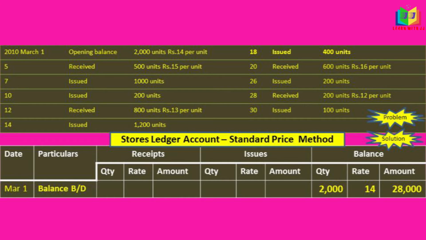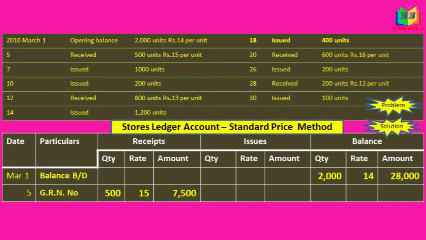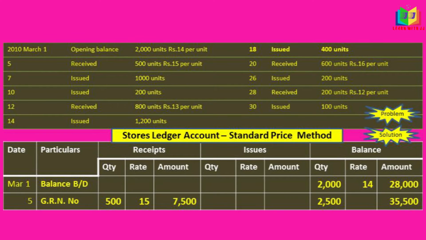We'll start with the opening stock. Balance brought down 2000 units, 14 is the rate, so the amount is 28,000. Next, on the 5th we have material received. So we'll write in the receipts column 500 units at the rate of 15, 7,500. In the balance column we have to add this quantity and the amount. We should not write the rate here.